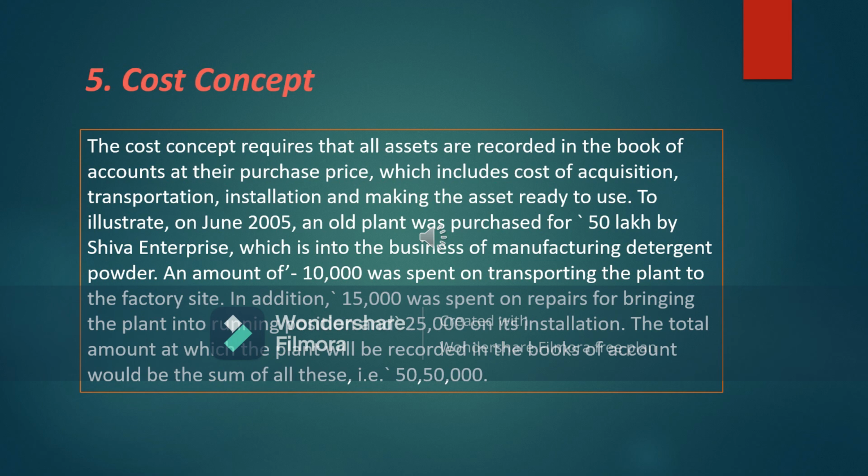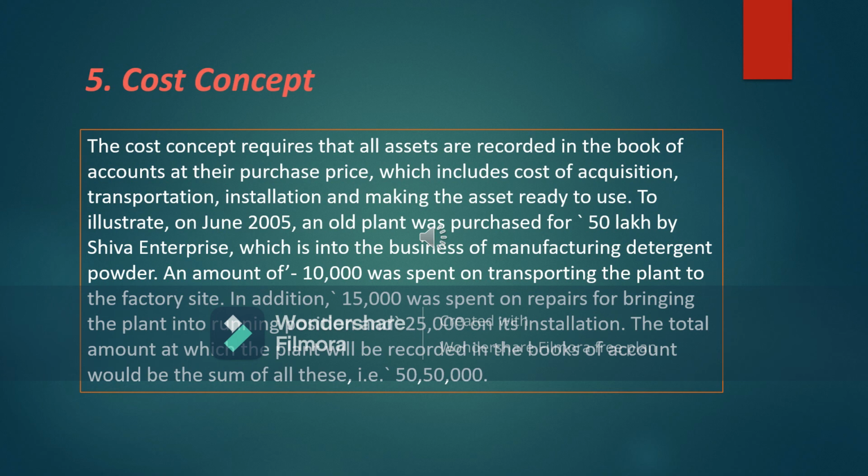To illustrate, in June 2005, an old plant was purchased for 50 lakhs by XYZ Enterprise, which is in the business of manufacturing detergent powder. An amount of 10,000 was spent on transporting the plant to the factory site. In addition, 15,000 was spent on repair to bring the plant into running position. These are further expenses needed to start the business. A further 25,000 was incurred for its installation.